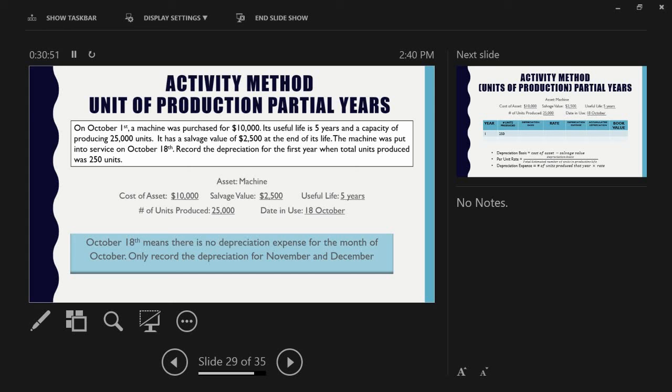All right. So this one is saying that you only need to record the depreciation for the months of November and December, right? If we did October 18, what are the numbers that determine why you need to depreciate November and December? Well, it would be 0 for depreciation. Yes, because there is none. Okay, but what was there?